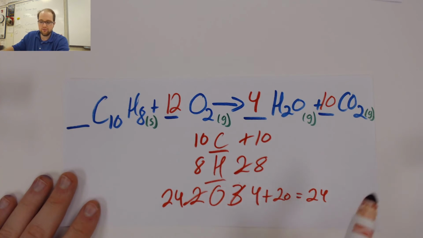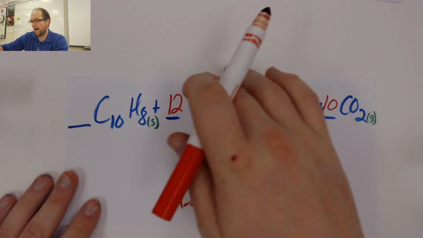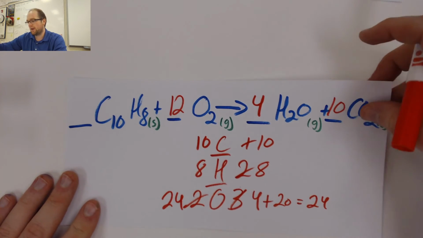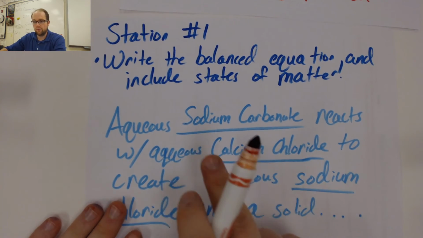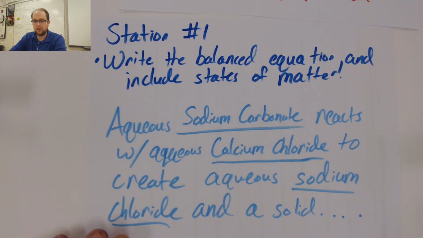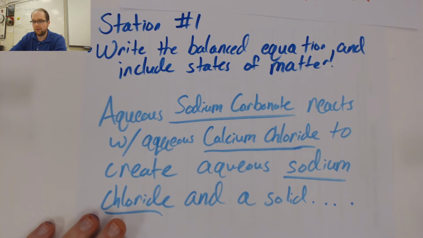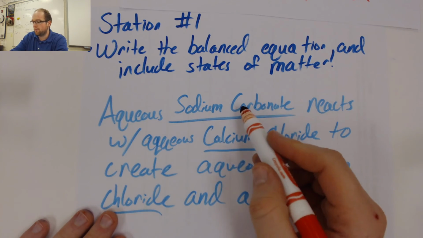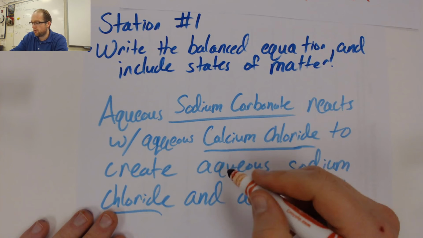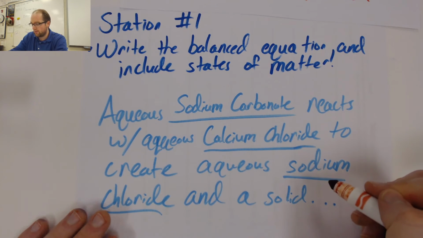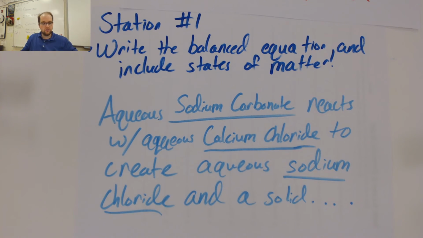Where things get more interesting is where we look at examples like from our lab yesterday, where we have to use our understanding of balancing chemical equations to do things like this. In station number 1, it asks you to write the balanced equation and include the states of matter for a reaction. In yesterday's lab, you mixed sodium carbonate and calcium chloride to create aqueous sodium chloride and a solid. So how can we write this out?